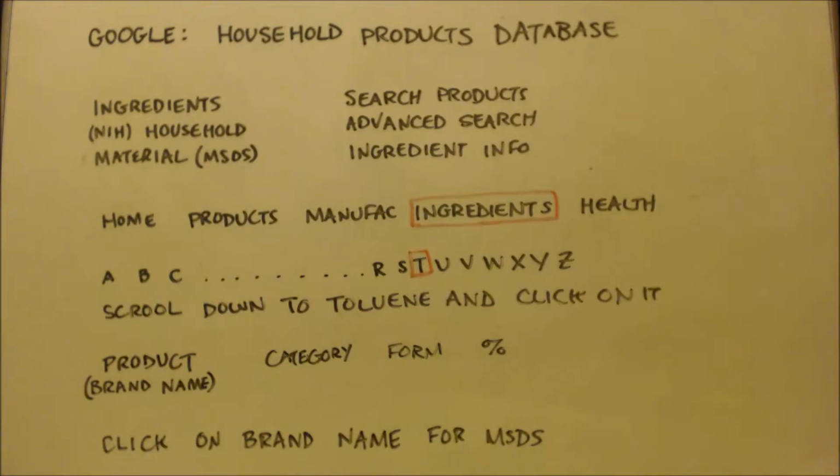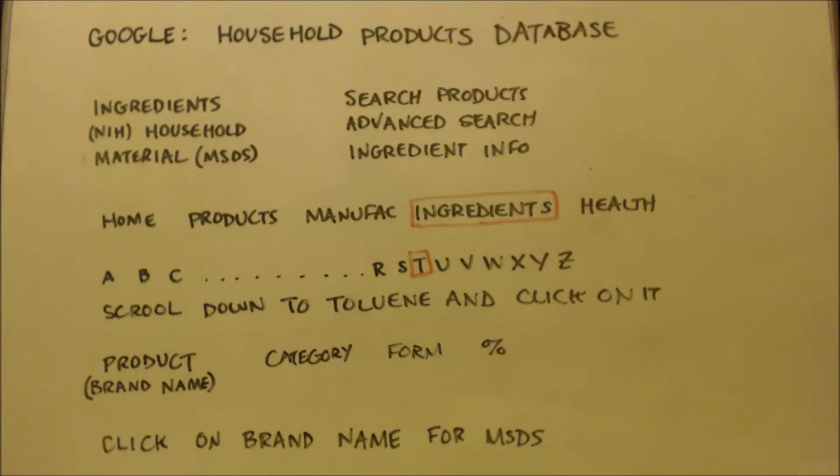Now, because my buddy's looking for toluene, let's say we're looking for toluene. I click on T for toluene. I scroll down to where it says toluene, and I click on it. Now you notice the next thing, that's what they'll show you.